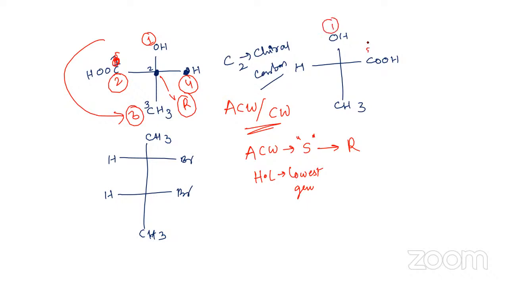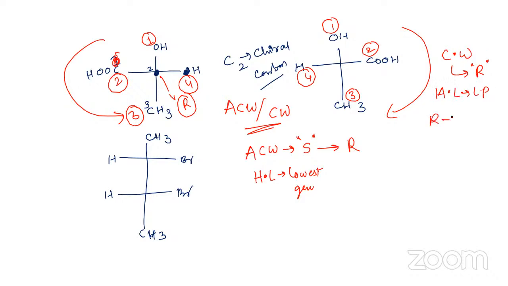1, 2, 3, 4. Now, what type of rotation is this? Clockwise rotation. Clockwise rotation is usually R configuration. But the horizontal line has the lowest group, so R will convert into S. This is the second carbon, so you are getting 2S configuration. And here you are getting 2R configuration. I hope you guys understand this one.